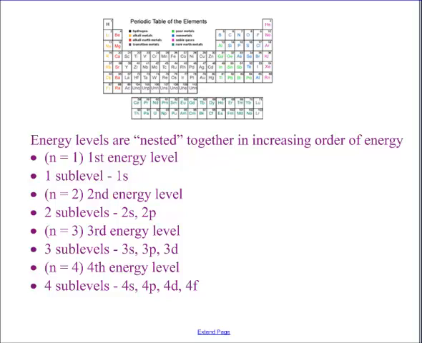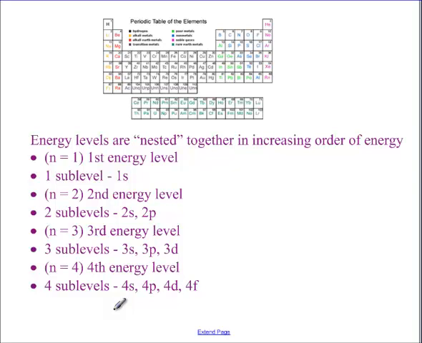So Schrödinger said that the energy levels in an atom are nested together in order of increasing energy. So the first energy level, we define it as being a 1s level. The second energy level has 2 sublevels, a 2s and a 2p. The third energy level has a 3s, a 3p, and a 3d. And then the fourth energy level has 4s, 4p, 4d, and 4f sublevels.